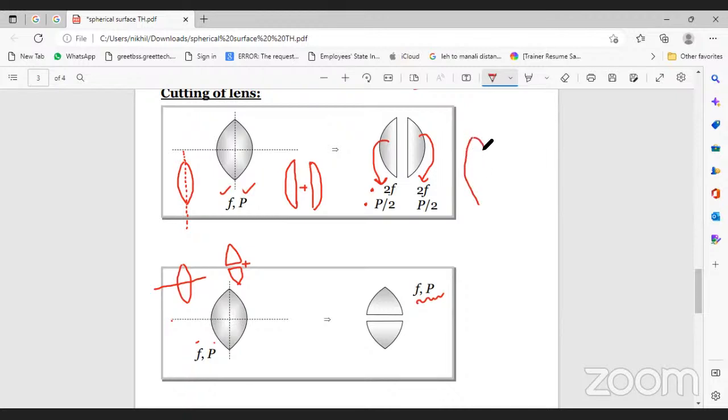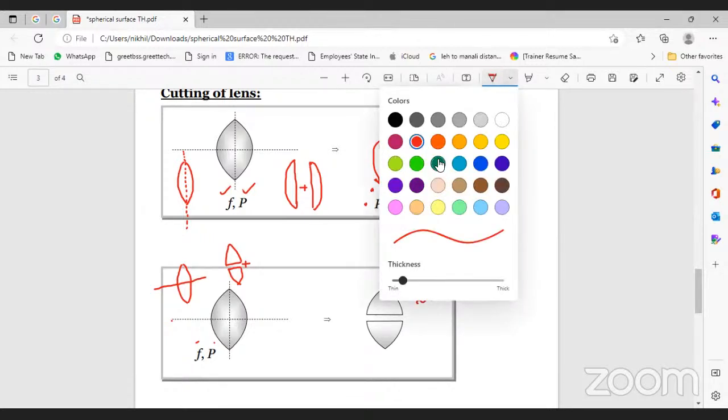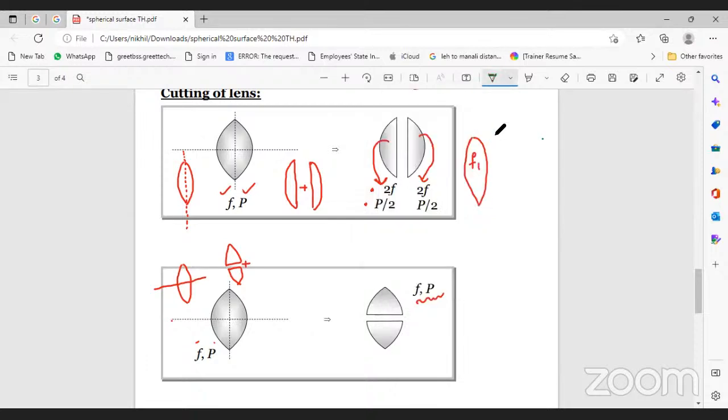This is one convex lens. What is the focal length? F1. Now I'm going to draw one more convex lens. Focal length is F2. This is L1, this is L2. Fine. These two thin lenses are in contact.